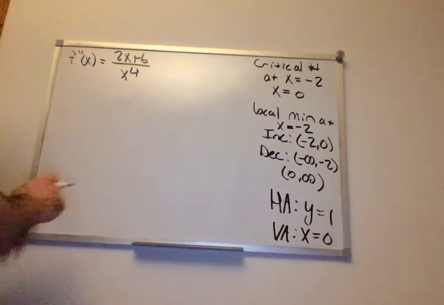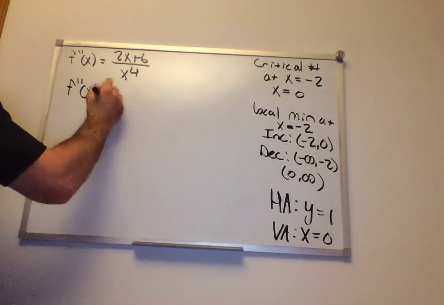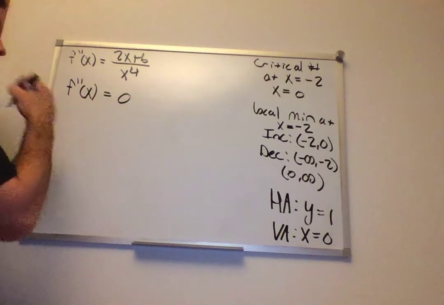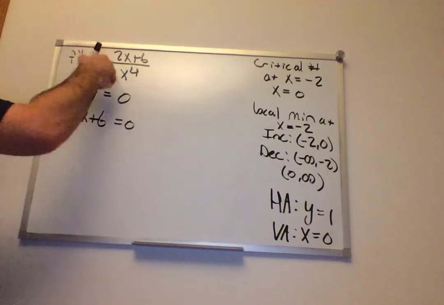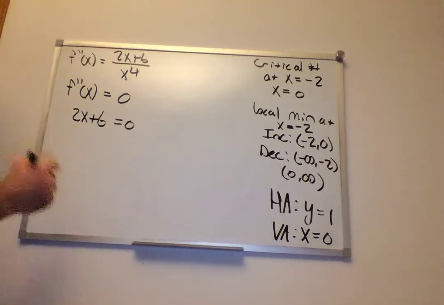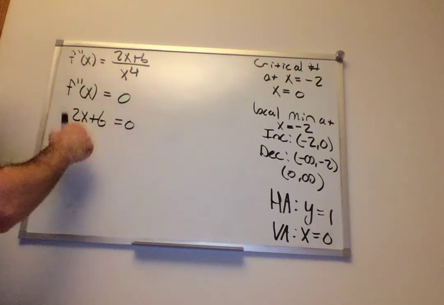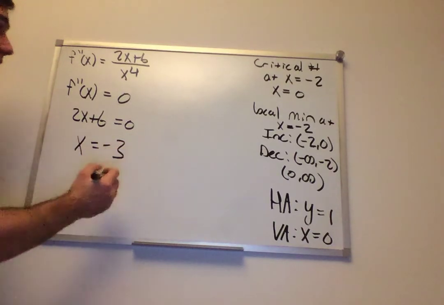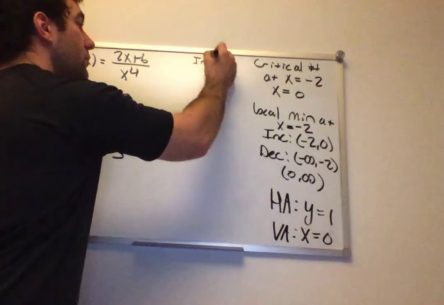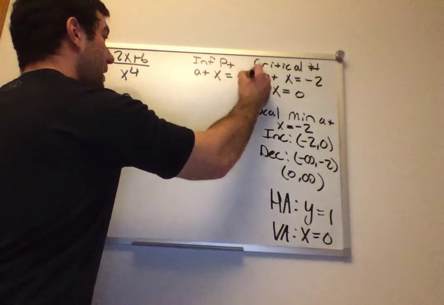Okay, so let's find our inflection points. So that's saying take the second derivative and set it equal to 0. So 2x plus 6 is equal to 0. Again, we have a rational function, so we don't care about the denominator here. The only way that this is going to be 0 is if the numerator is 0. And if we were to solve this, we find that we have an inflection point at x is equal to -3.